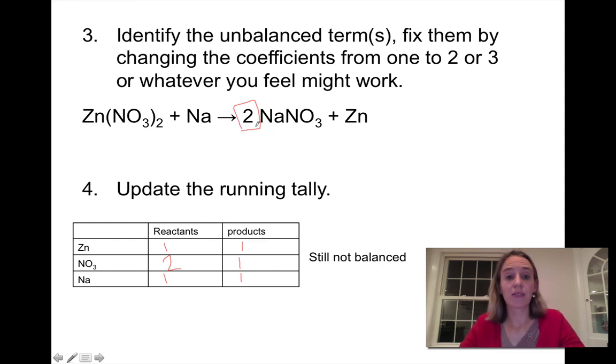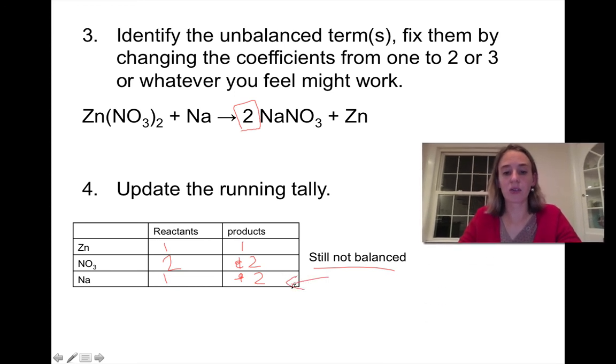So let's update the running tally. I haven't changed any coefficients over on the reactant side, so those will all stay the same. But by putting that 2 in front of sodium nitrate, I now have 2 sodiums and 2 nitrates. The problem is that I've fixed the nitrates, but it's still not balanced because now the sodiums are out of whack.